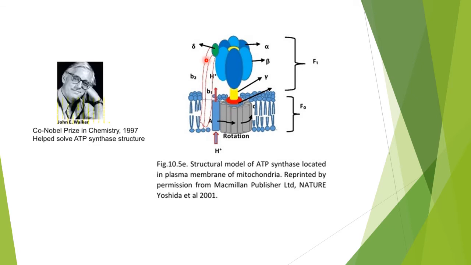The peripheral stalk has a theta and a delta polypeptide here, which fixes this F1 particle. This is also called the side arm, or the stator. And this is a rotor which rotates, but here it is stationary because of these two peripheral polypeptides, which act as a peripheral stalk. So this is the structural model of ATP synthase, which is located within the inner membrane of the mitochondria.